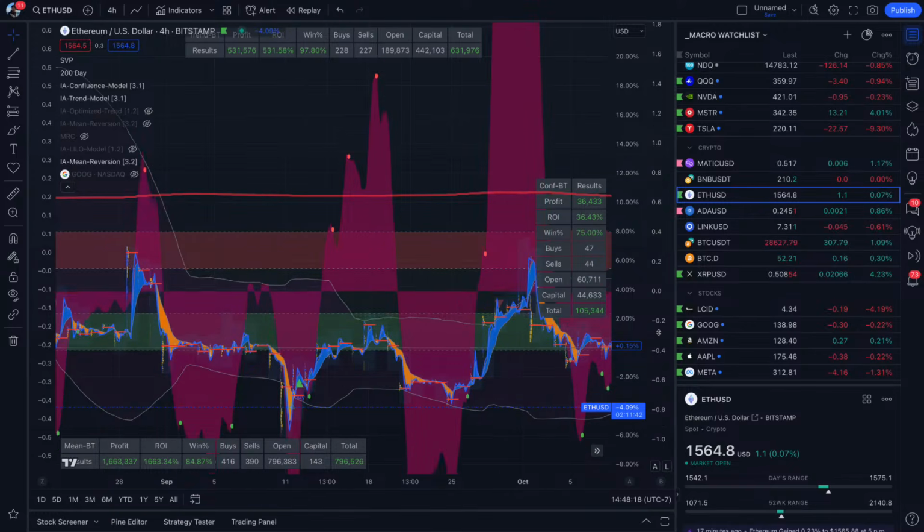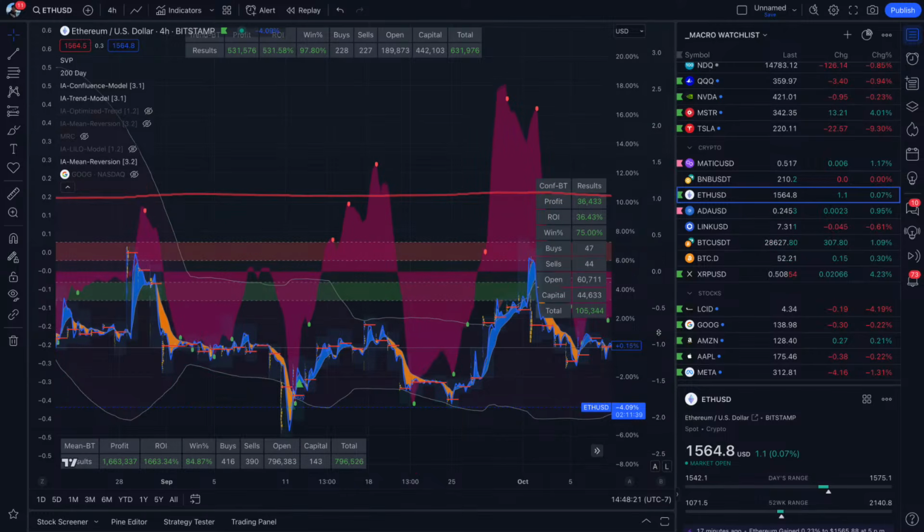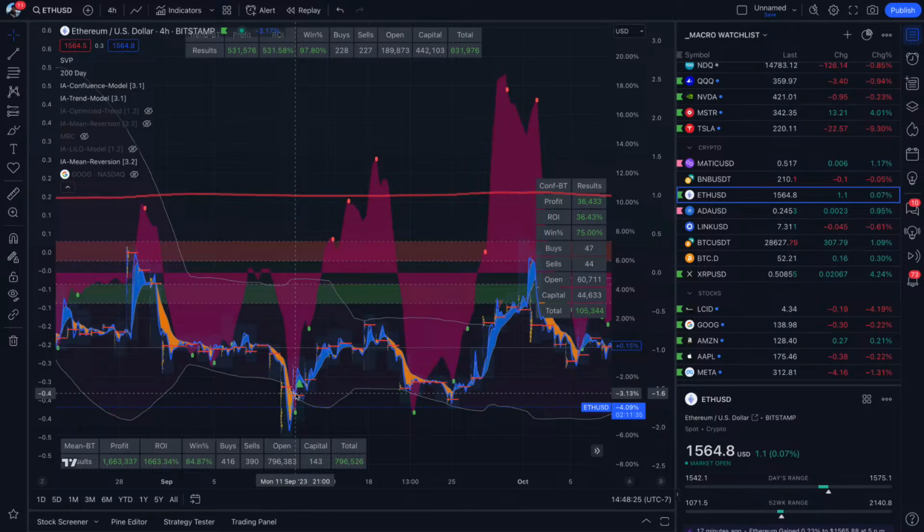I've got to zoom into this so you can see the Confluence here. So the mean reversion, clear buy, and you got the buy signal, and you got the trend turn. This is a classic example of everything being right. If you follow these, the price will go up.